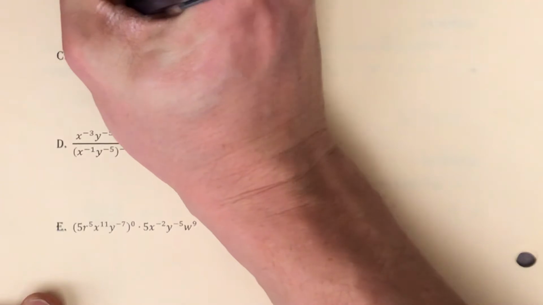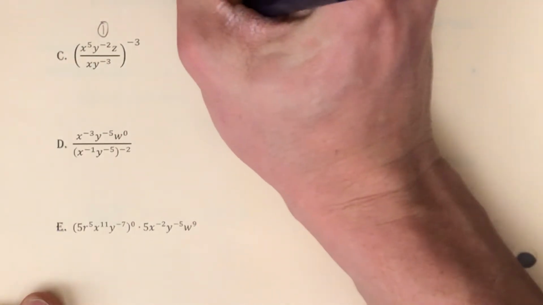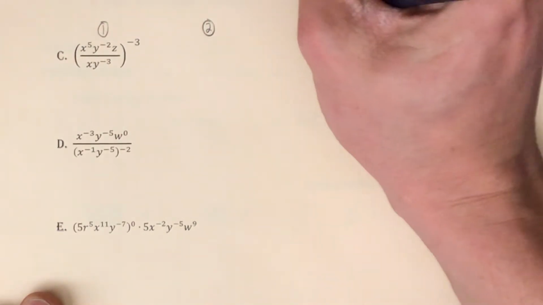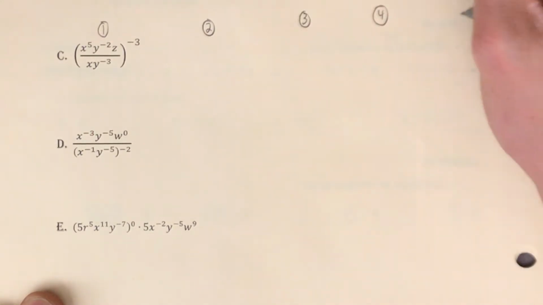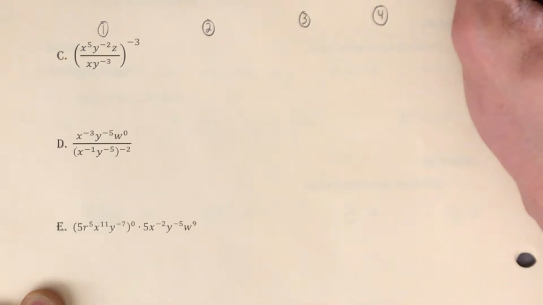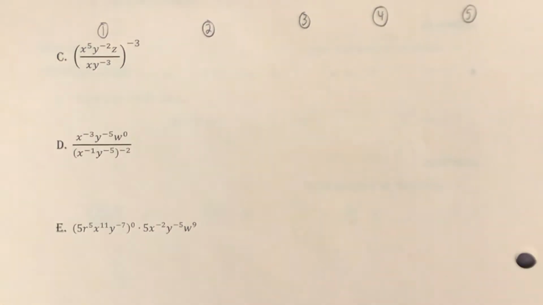So as we talked about before, it's best to just kind of number them up top. So I'm going to say 1, 2, 3, 4, and 5. And this is just going to help me make sure that I check every single rule.